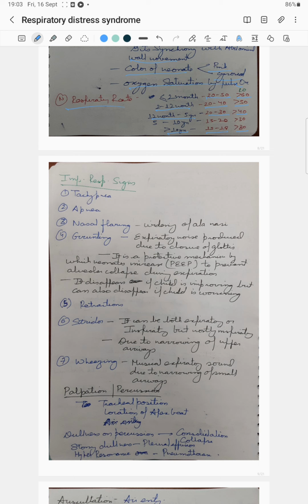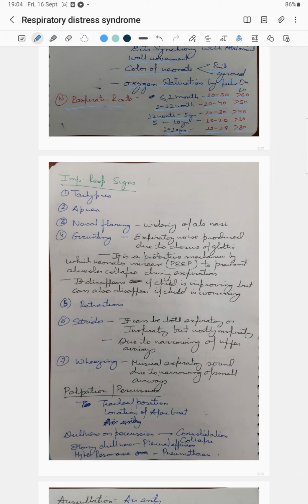Now again, what are the other important respiratory signs we are going to see? Tachypnea: respiratory rate higher than the normal. Apnea. What is apnea? This is an important topic and we'll be dealing with it separately. It is cessation of breathing by a newborn.